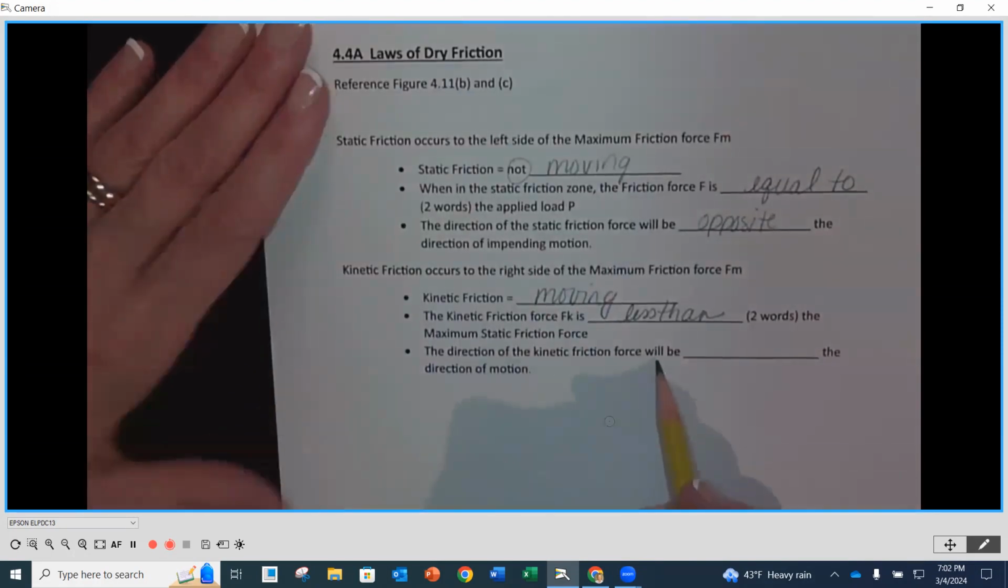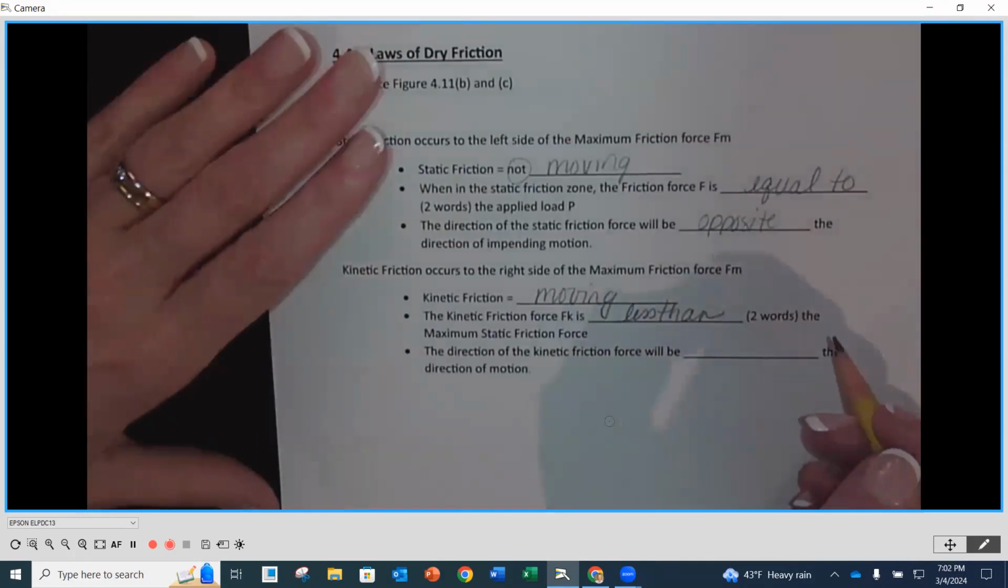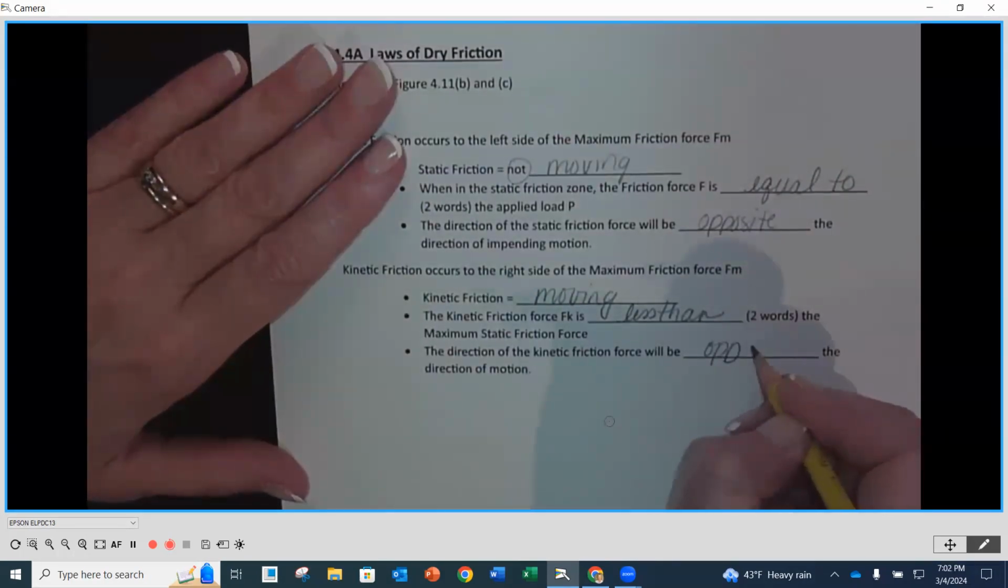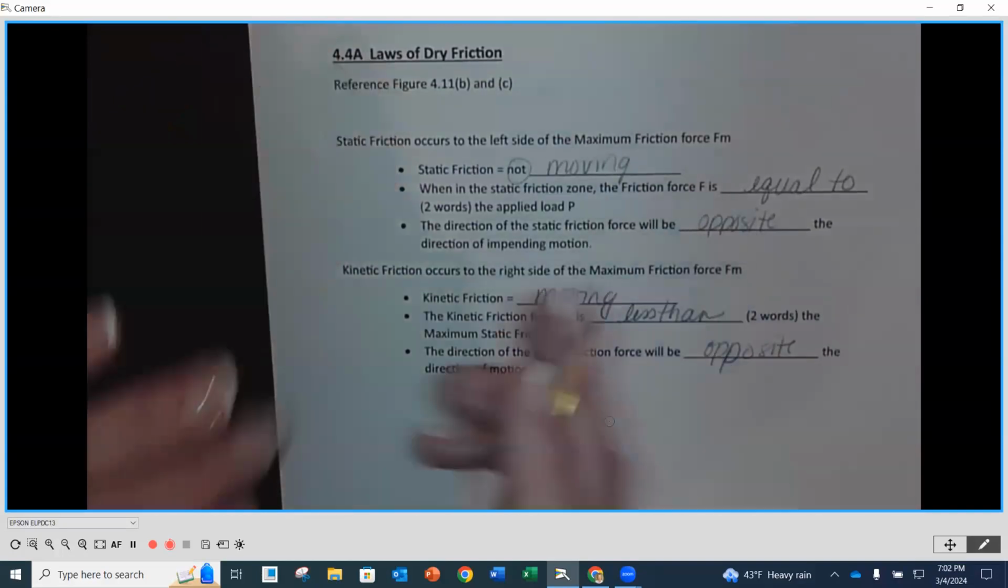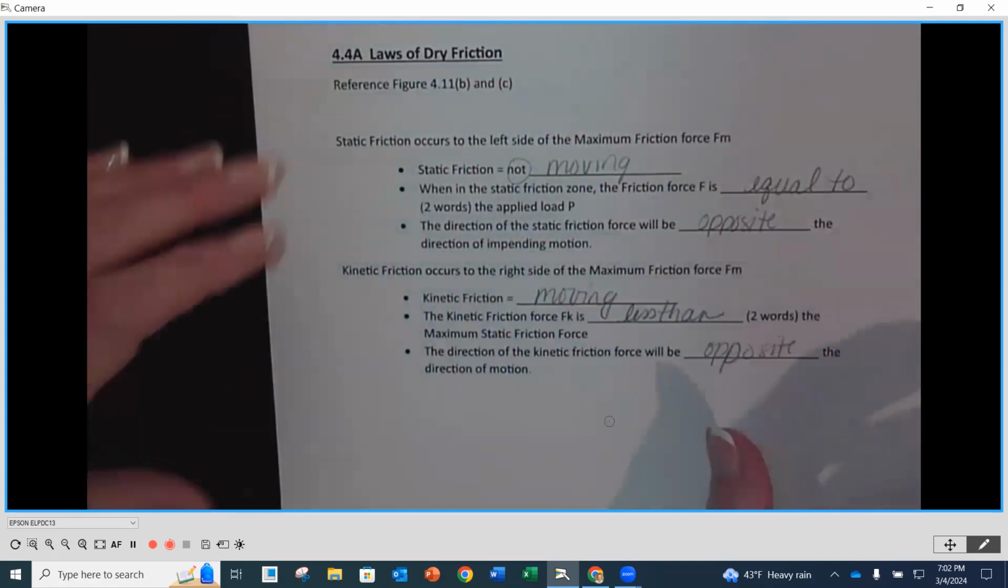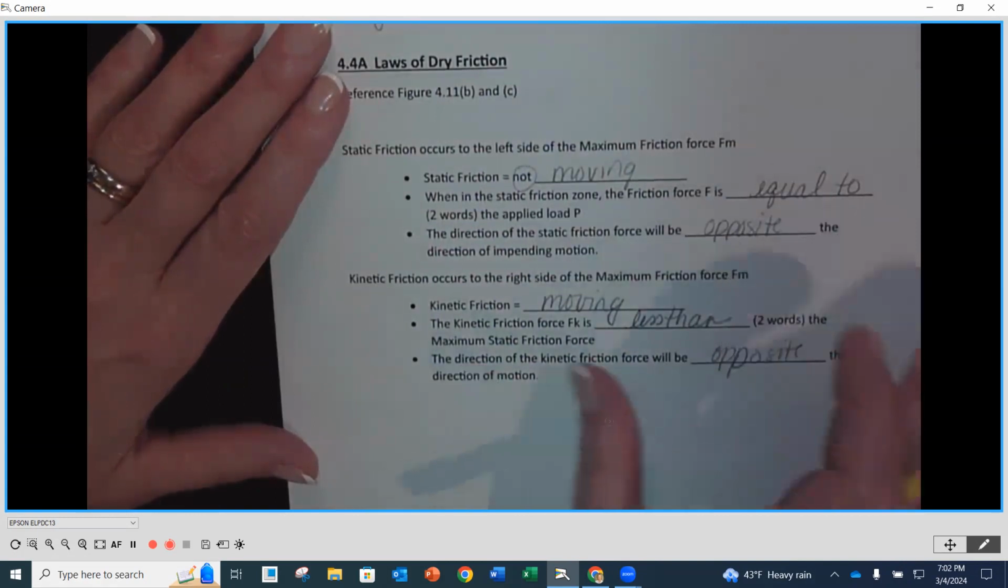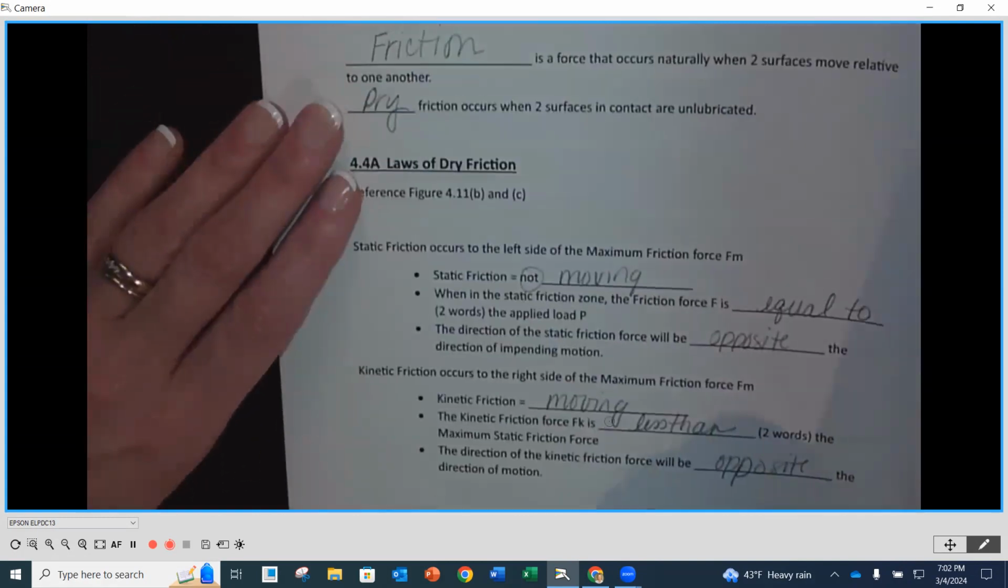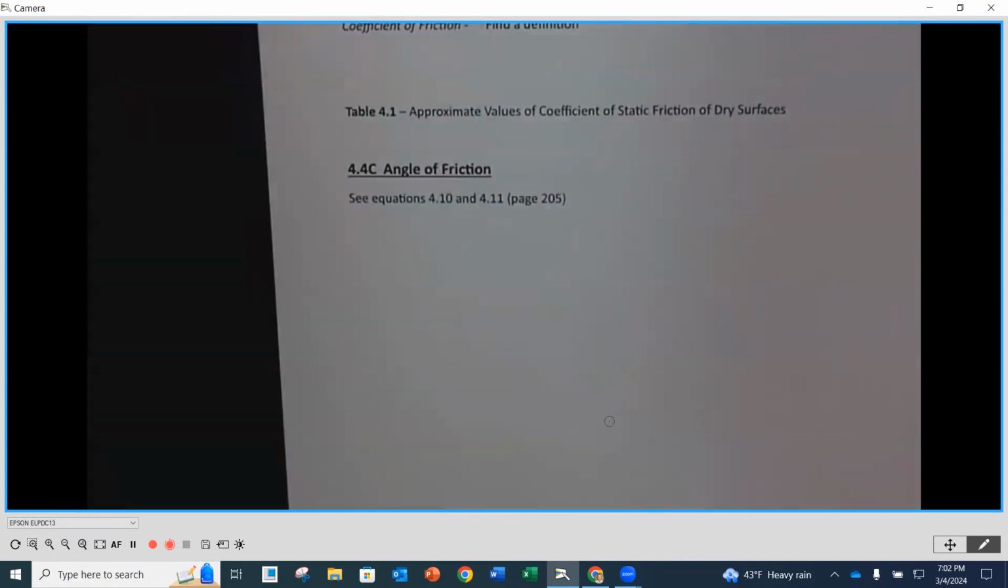So the direction of the kinetic friction will also be opposite the direction of motion. So if we're pushing to the right, that means that our kinetic friction force will also push to the left. Questions here?